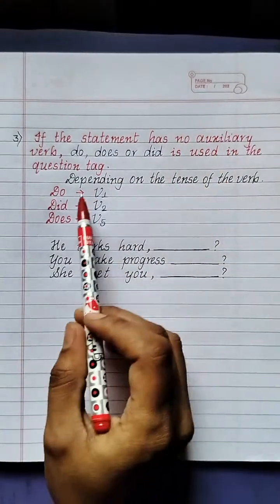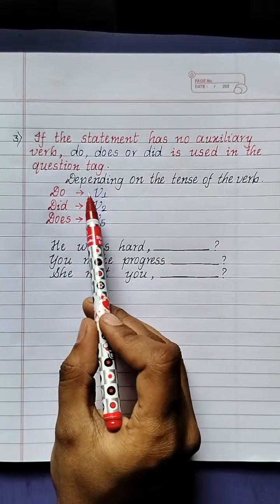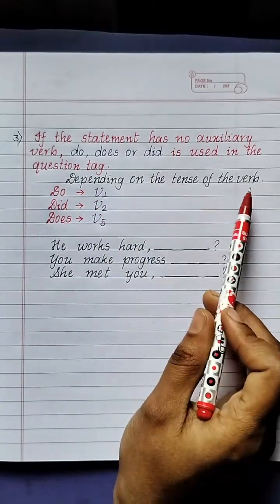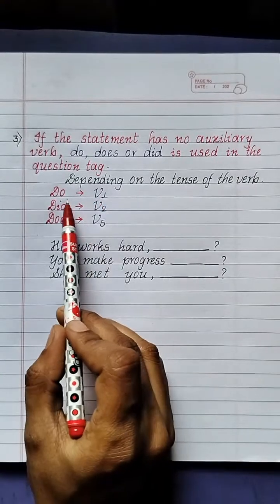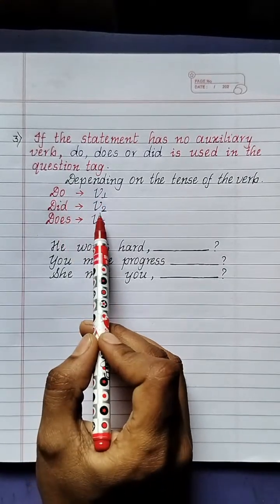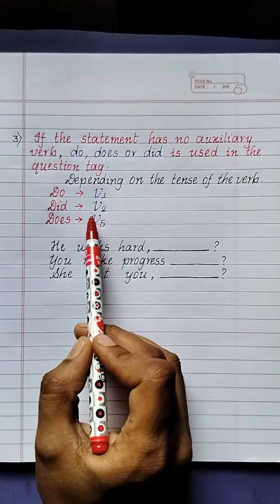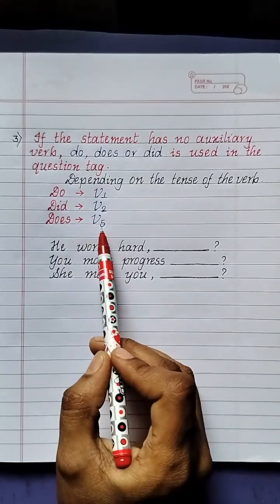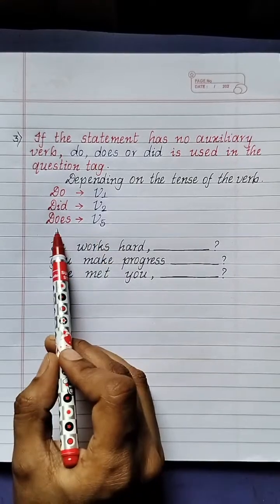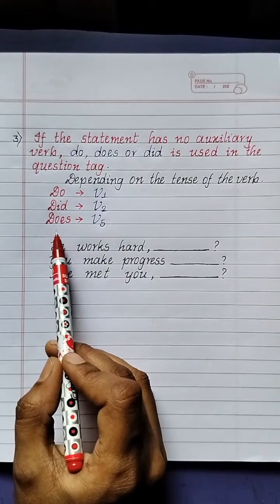If there is no auxiliary verb, where to use do? Do is used depending on the tense of the verb. If the verb in the sentence is V1, then do is used. If the verb is V2, then did is used. And if the verb is V5, then does is used as a question tag.